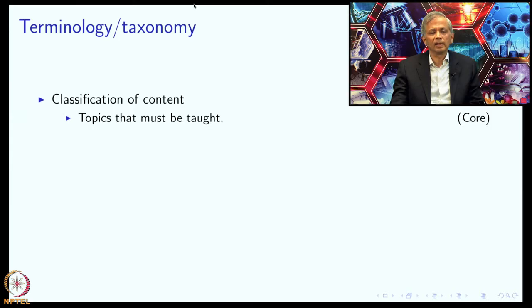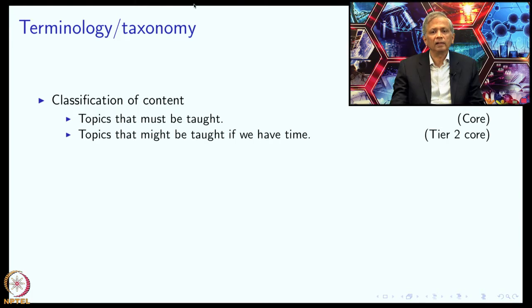This is as per the ACM guidelines, the Association for Computing Machinery guidelines, and they classify topics as core and tier 2 core. So these are also important topics, but they recognize that you may not have time, and so in some sense they are less important or less basic than the topics which we are going to put in the core.